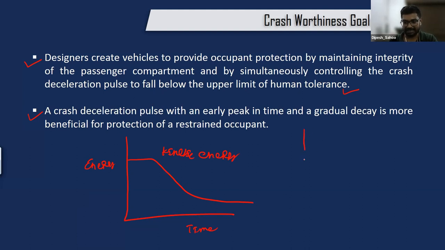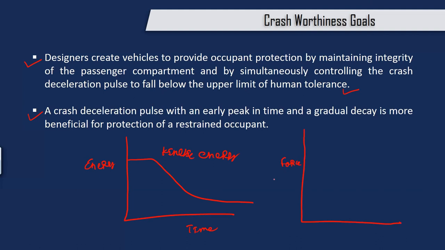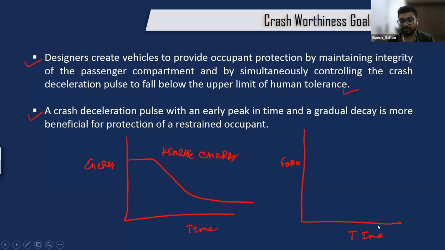When there is a crash, because of this kinetic energy reduction, what happens? The rate of change of velocity occurs, or the rate of change of momentum occurs. Kinetic energy is possessed when a body has a certain velocity, yes or no? When our velocity suddenly becomes zero, if you calculate the rate of change of momentum, it is very high. So what happens? Suddenly there is a force.